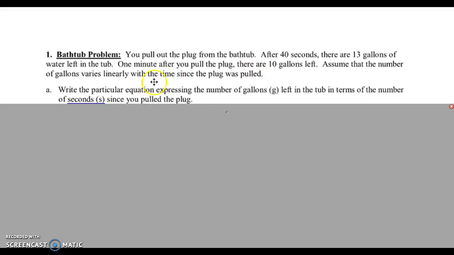Your first job is to write the particular equation expressing the number of gallons G left in the tub in terms of the number of seconds S since you pulled the plug. I'll let you pause the video and try to write out an equation for this.